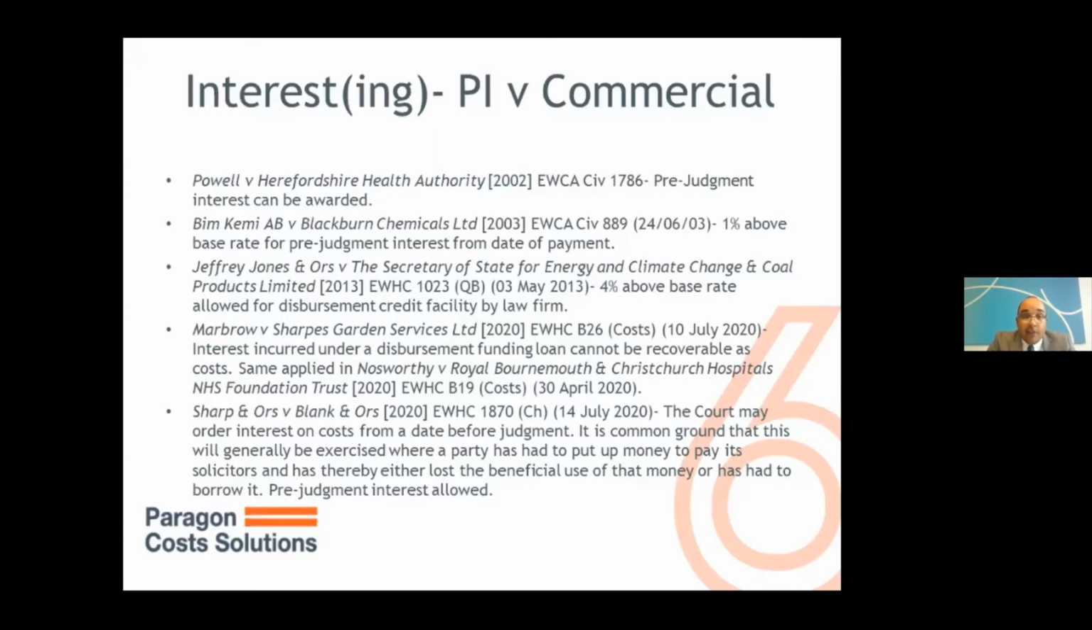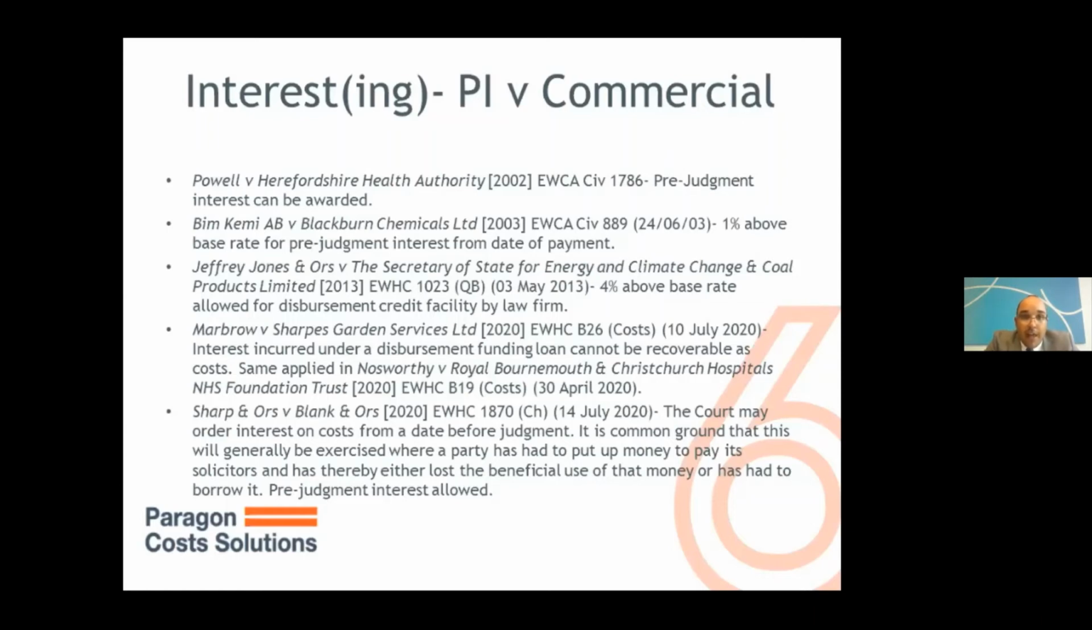And more recently in 2013, there was the Jones case where the claimant solicitors within their CFA inserted a charge for 4% above base rate for the cost of funding disbursements. And the High Court in that case said that that rate of interest of 4% above base rate pre-judgment was recoverable.